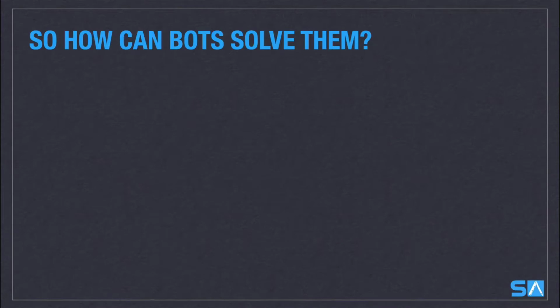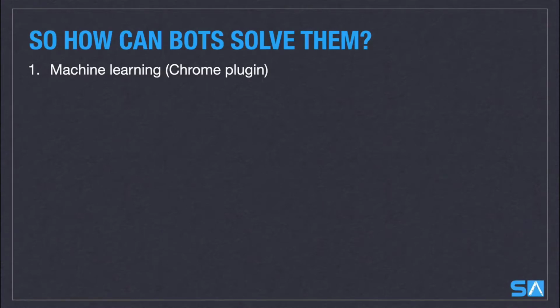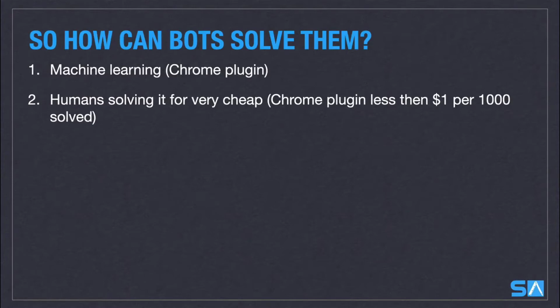So, how can we have our bots solve these Captchas? The first one is with a machine learning algorithm also, which is a Chrome plugin which will automatically solve it for you. The second one is human solving it for very cheap. This is also a Chrome plugin and it costs less than $1 per 1,000 Captchas solved. And what it does is it will send off the Captcha to someone actually manually typing it in where labor is cheap in a different country usually, and they'll send back the result and have your browser automatically solve it, all with the one Chrome plugin.